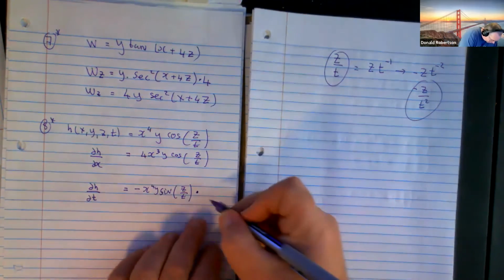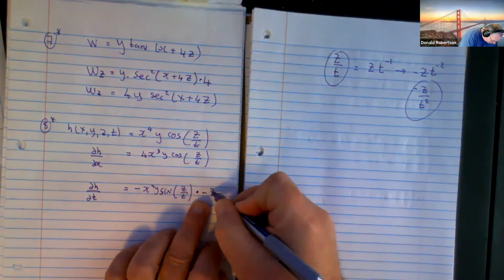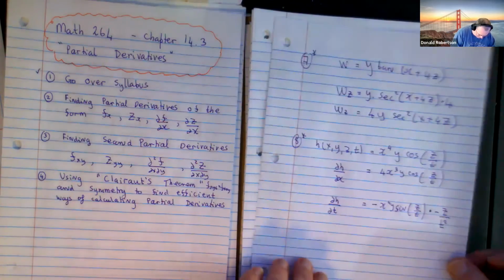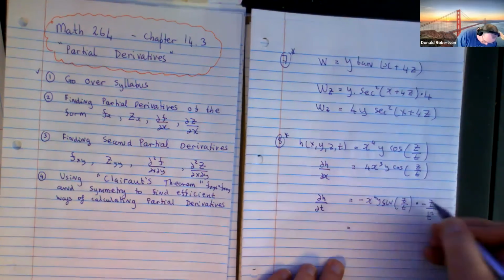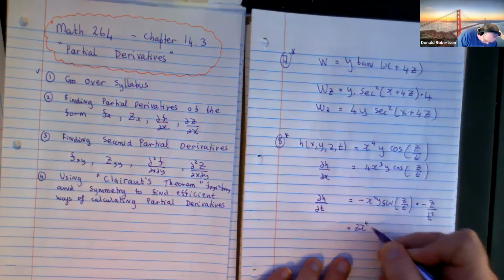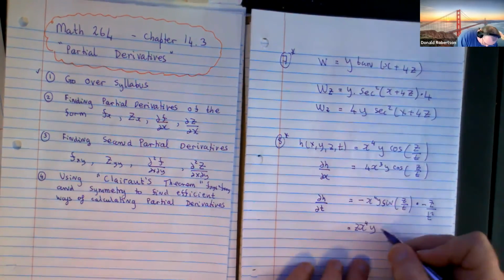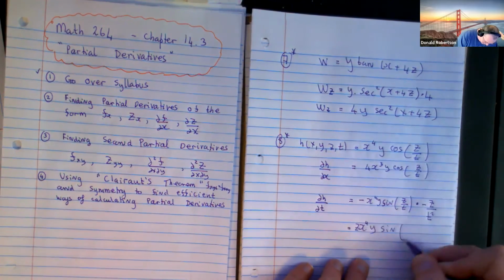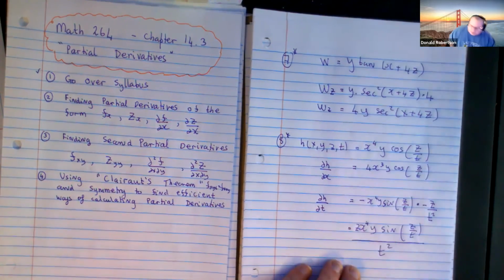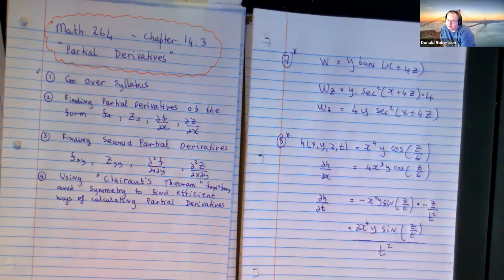And so that goes here as a negative z over t squared. And then I just tidy it up. 2 negatives make a plus. I put the z there, the x to the 4, the y. I guess I could mix and match them. The sine of z over t, and the whole thing, it's a big ugly fraction, right, is over t squared. Are we good with that?